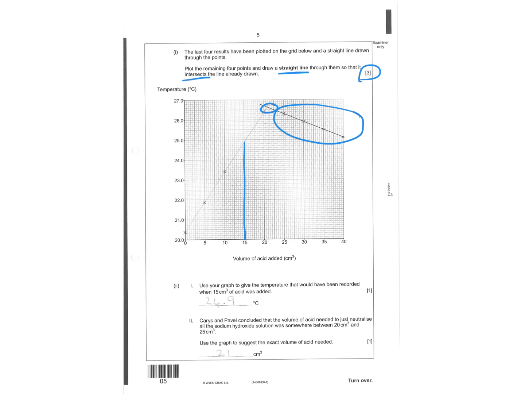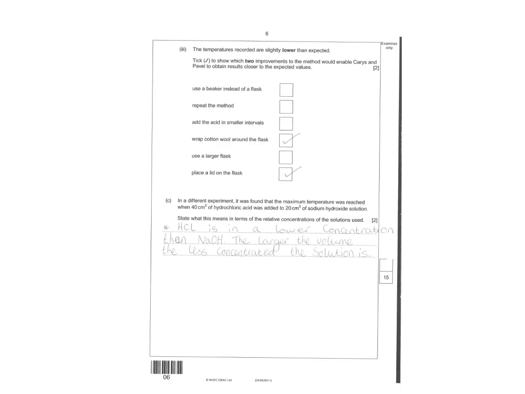Karis and Pavel concluded that the volume of acid needed to neutralise all the sodium hydroxide solution was somewhere between 20 and 25. Use the graph to give the exact volume. So you're looking at where your point overlaps. And again, you can see my line there at 21. But again, there might be a slight deviation based on how you draw your lines. But you're looking for that point where they overlap, which would be the exact volume needed.